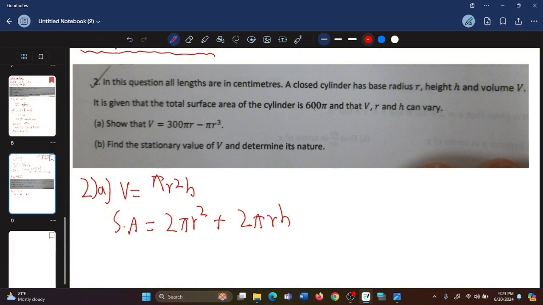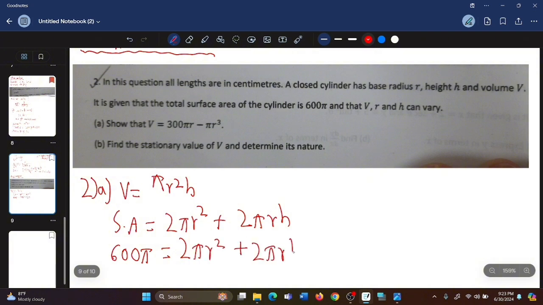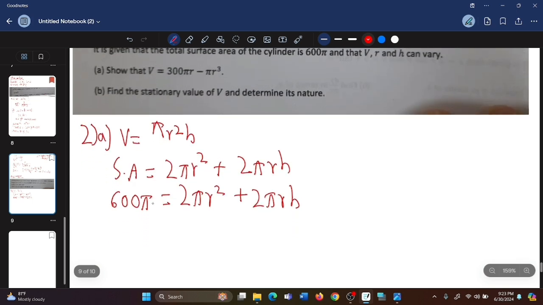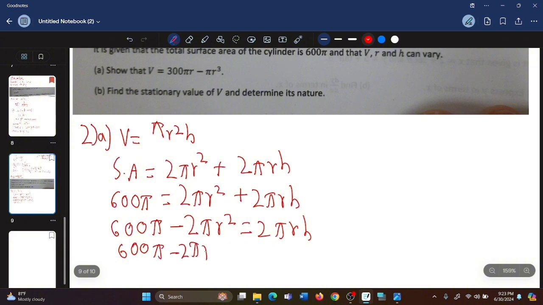So we are told the surface area of the cylinder is 600 pi. So let's write 600 pi, which is equal to 2 pi r squared plus 2 pi r h. So let's make h the subject in this equation. 600 pi, if we take 2 pi r squared to the other side, it becomes minus 2 pi r squared. And now that equals 2 pi r h. Now I can take just the 2 pi r to the other side, then it will become 600 pi minus 2 pi r squared by 2 pi r, which is equal to h.